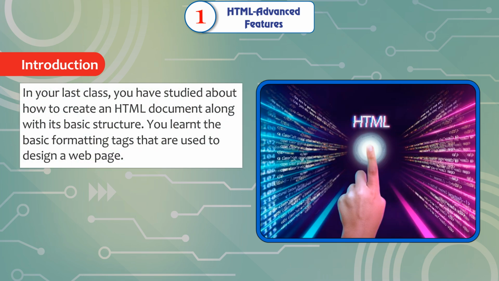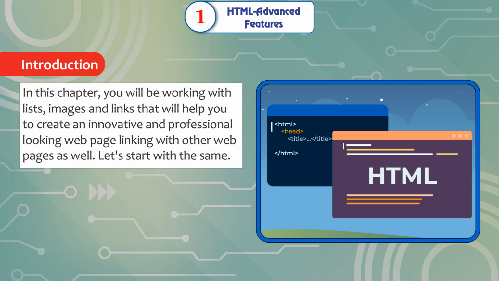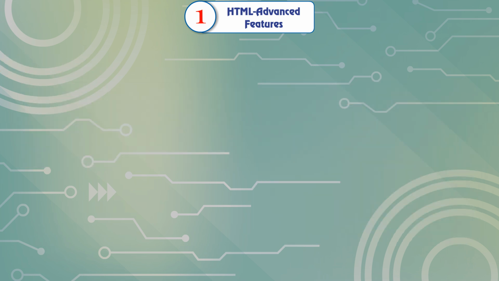Introduction. In your last class, you studied how to create an HTML document along with its basic structure. You learned the basic formatting tags that are used to design a web page. In this chapter, you will be working with lists, images, and links that will help you to create an innovative and professional-looking web page, linking with other web pages as well. Let's start with the same.